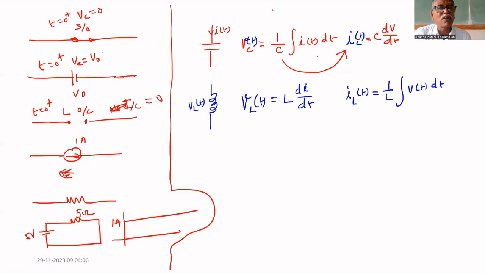These are called dual expressions. The expression for current of the inductor is the dual of the expression for voltage of the capacitor, and the expression for current of the capacitor is the dual of the expression for voltage of the inductor. Only L and C are changed; the constants are different. These are all we should remember while writing the KVL.